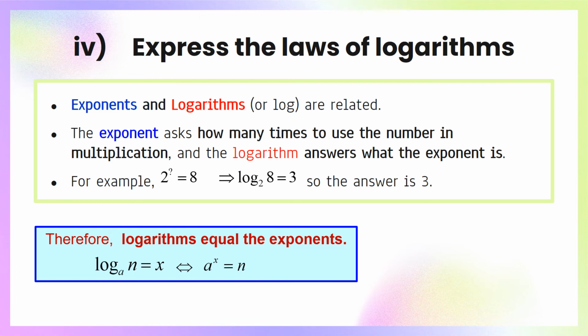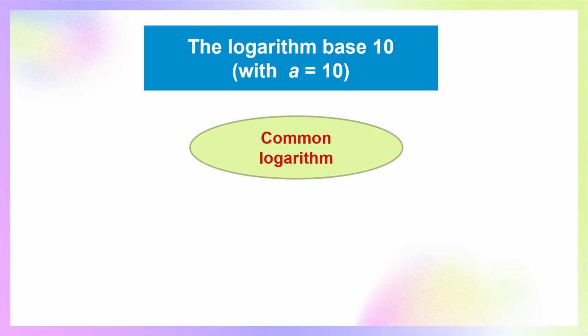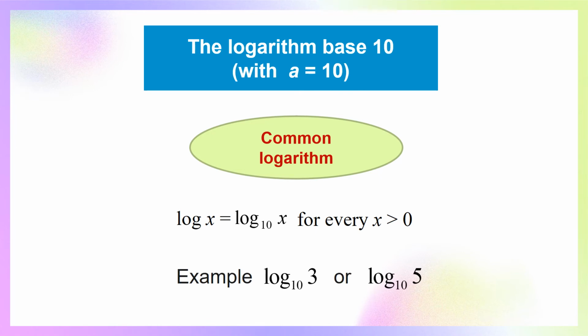So we have log n to the base of a is equal to x is equivalent to a to the power of x is equal to n. For example, log 81 to the base of 3 is equal to 4, while 81 is equal to 3 to the power of 4. The logarithm base 10, with a equal to 10, is called the common logarithm, written simply as log x equal to log x to the base of 10 for every x more than 0. For example, log 3 to the base of 10 or log 5 to the base of 10.